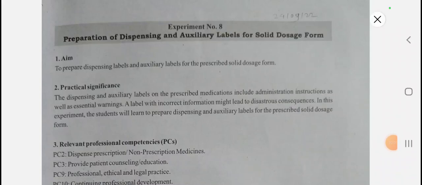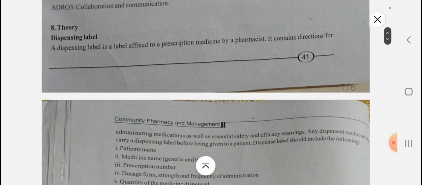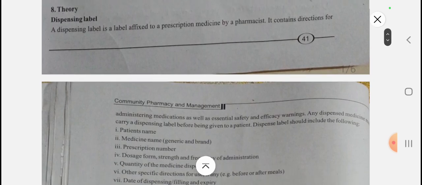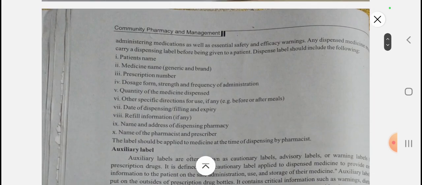Hello students, we will continue experiment number 8, that is preparation of dispensing and auxiliary labels for solid dosage form. Firstly, we will see the theory behind this. A dispensing label is affixed to the prescription medicine by a pharmacist. It contains the directions for administering medications, as well as essential safety and efficacy warnings. Then, what are the things on the dispensing label?